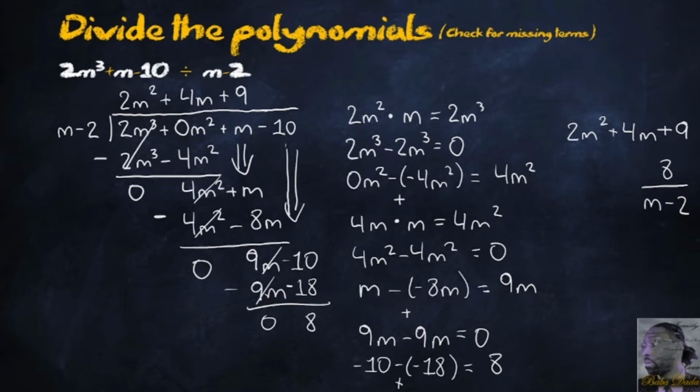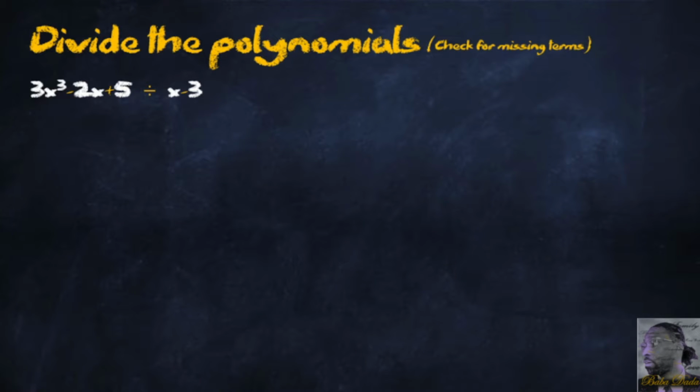Let's try another one. So we're going to have 3x cubed minus 2x plus 5 divided by x minus 3. So this will be x minus 3. We're going to divide that into 3x cubed. And then we're also missing an x squared term here, so we're going to plug that in. 0x squared is a placeholder, minus 2x plus 5.